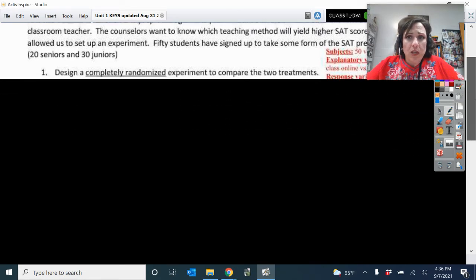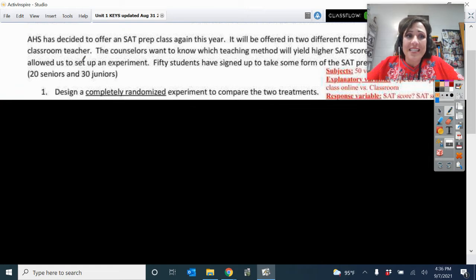So here we have number 1, completely randomized. So that's the key to this problem about the SAT. They're wanting to know if the two treatments, which are the SAT class online versus SAT class in the classroom, and how that affects the SAT score.